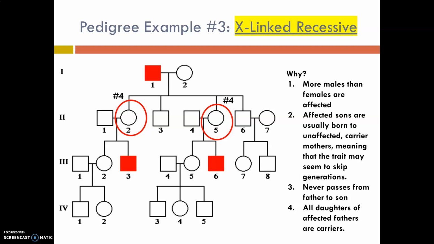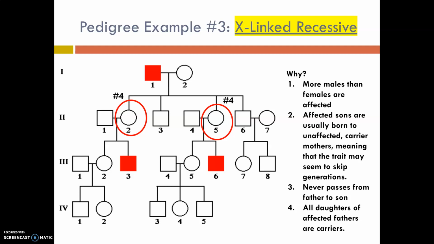So individuals 2 and 5 in generation 2 are most likely carriers of this trait. And that is how it was passed on to number 3 and number 6 in generation 3. We also never see this trait pass on from father to son. So remember I said this was going to be one of the most important characteristics for identifying X-linked recessive, okay? That's because we see from generation 1, none of the sons that he has there are affected. So that helps us show support that this is X-linked recessive.